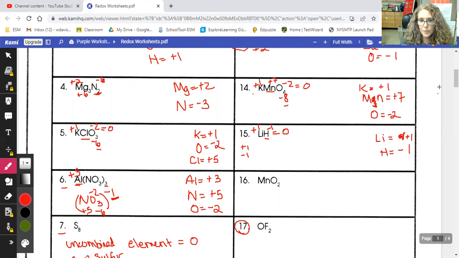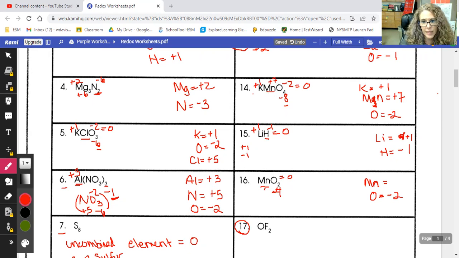Now let's take a look at this one here. I have manganese, which has lots of charges listed on the periodic table, and I have oxygen. These 2, my manganese and my oxygen, have to add up to a neutral charge, so they have to add up to 0. I'm going to go with my known. You have to have at least one element that's a known oxidation state. My oxygen is going to be a -2, and so I have 2 -2s. My total charge for oxygen is -4.